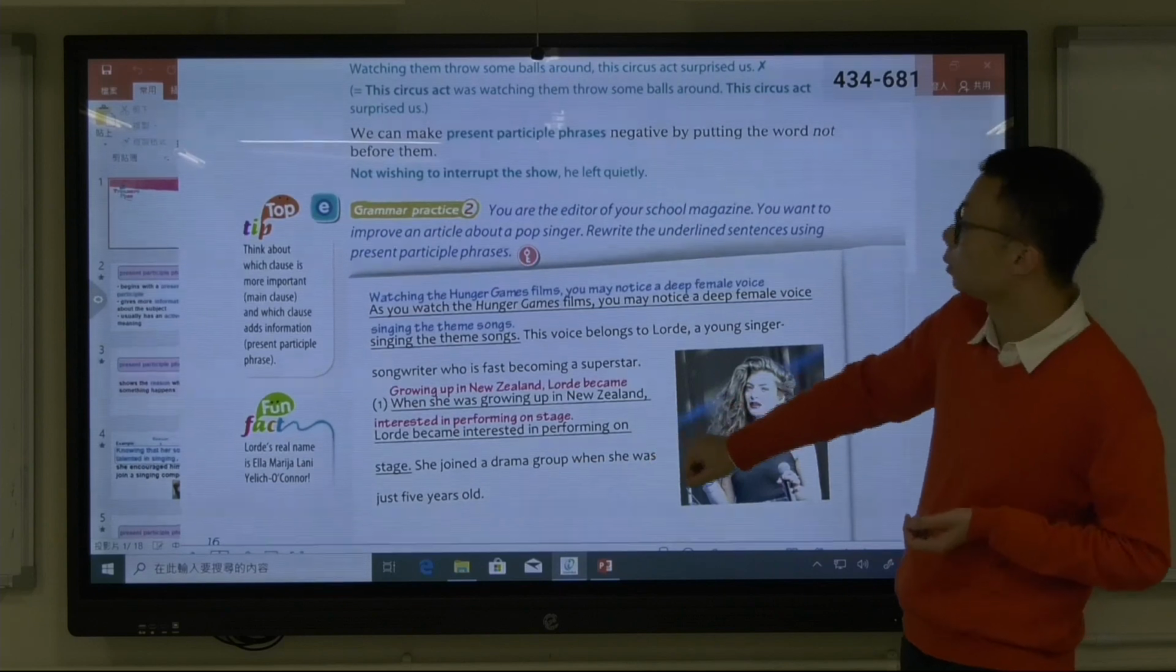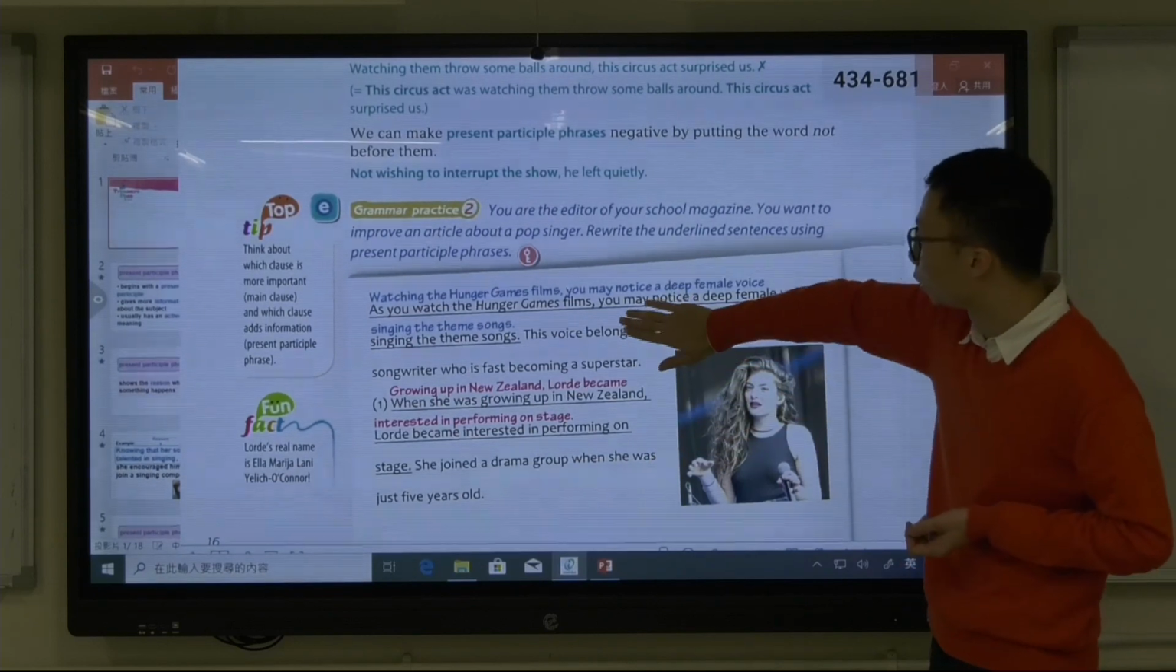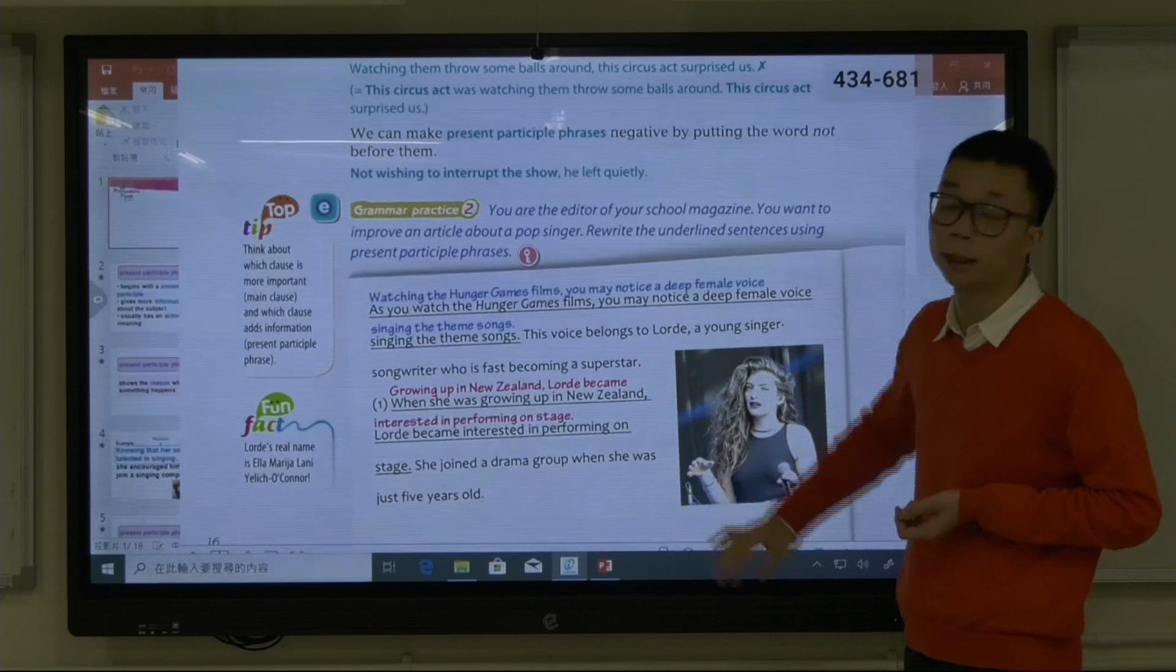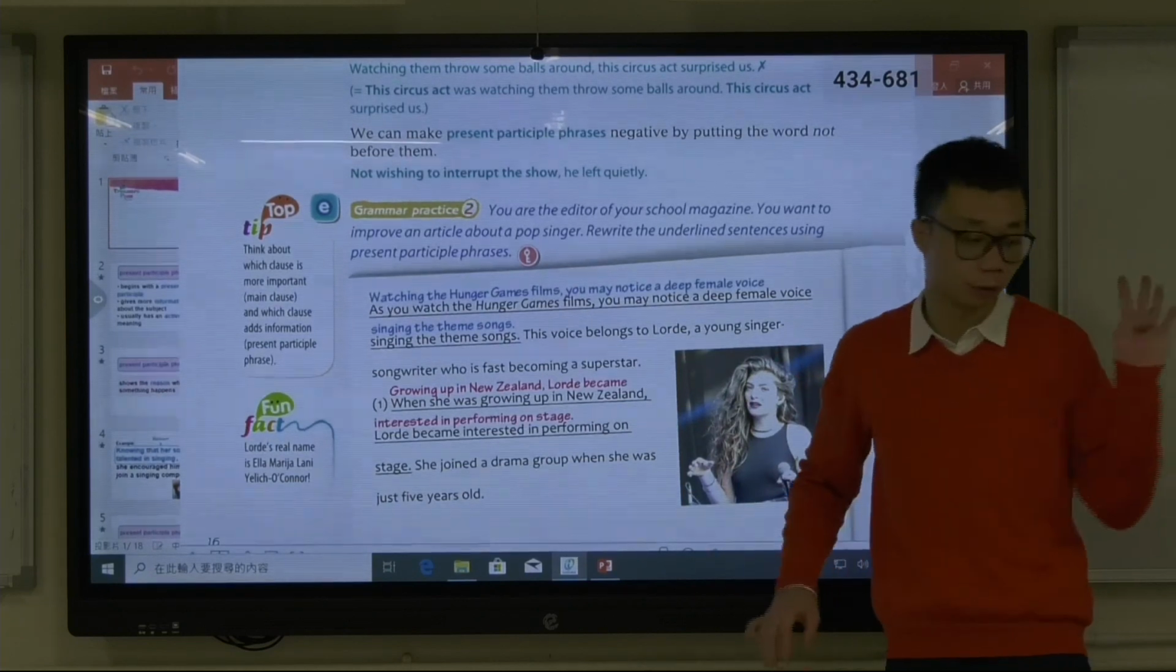So alright, now I show you the sample one, and this is the first one, and then make sure you finish your meaningful sentence at home.